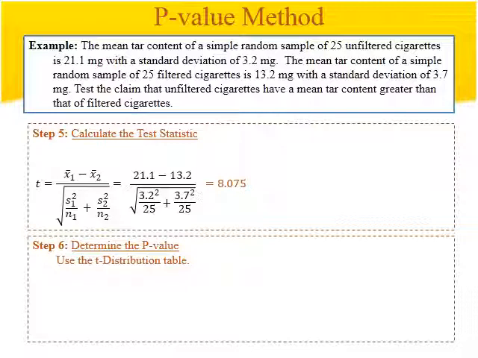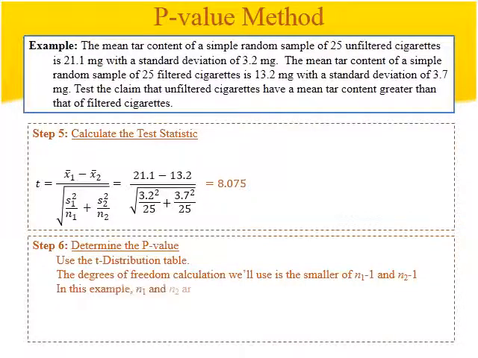However, now we are considering two samples, so what we're going to do is take the conservative estimate and use the smaller of the first sample size minus 1 versus the second sample size minus 1. So we'll take whichever one of those is smaller. Of course, in this case, since both sample sizes are 25, we'll just take the degrees of freedom to be 25 minus 1, or 24. But in general, take the smaller value.